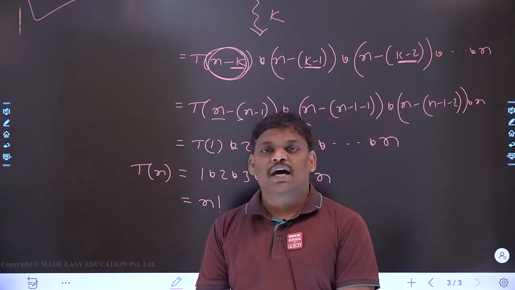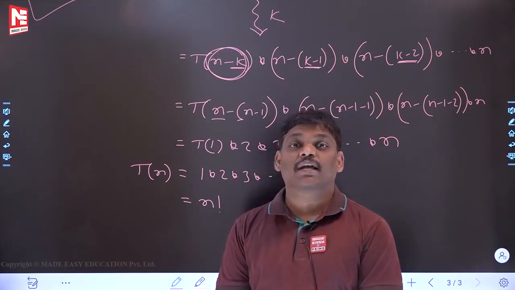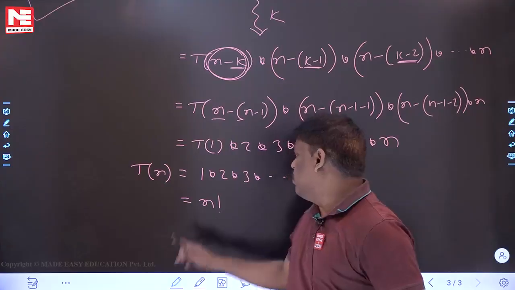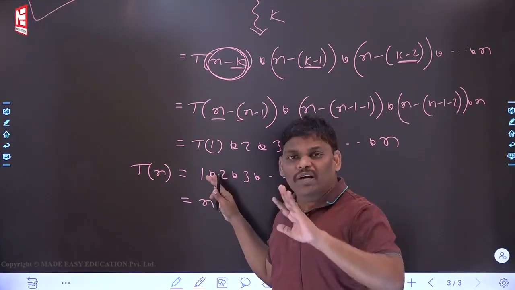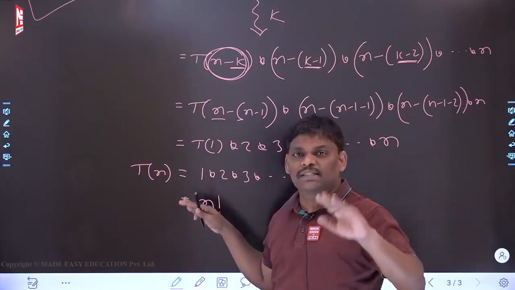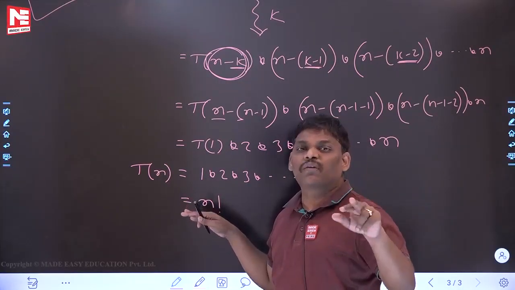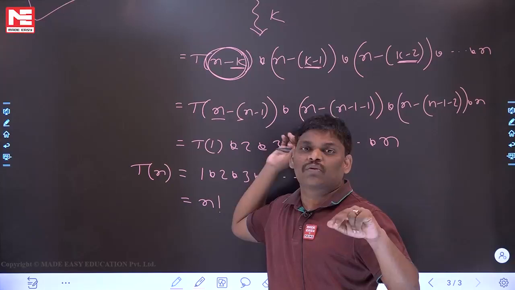This n factorial is the upper bound, lower bound or exact? Exact. What is the reason? There is no big O until now. There is no omega. There is no theta. T(n) is n factorial. It is the exact answer. If anyone asks you this problem, what is the actual answer?